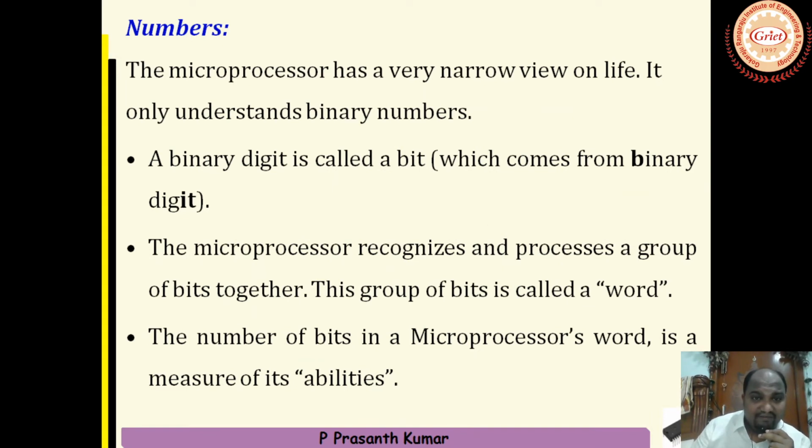Numbers. The microprocessor has a very narrow view on life. It only understands binary numbers. The binary digit is called a bit, which comes from binary digit. The microprocessor recognizes and processes a group of bits together. This group of bits is called a word. The number of bits in a microprocessor word is a measure of its abilities.